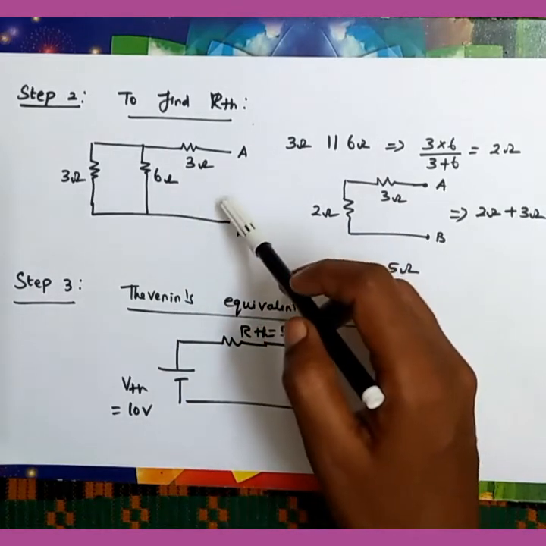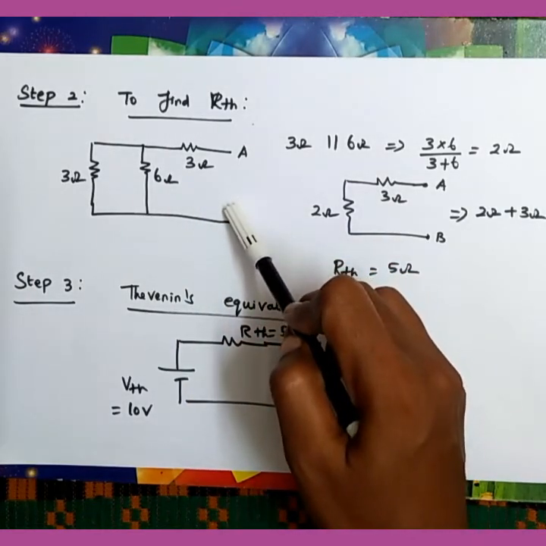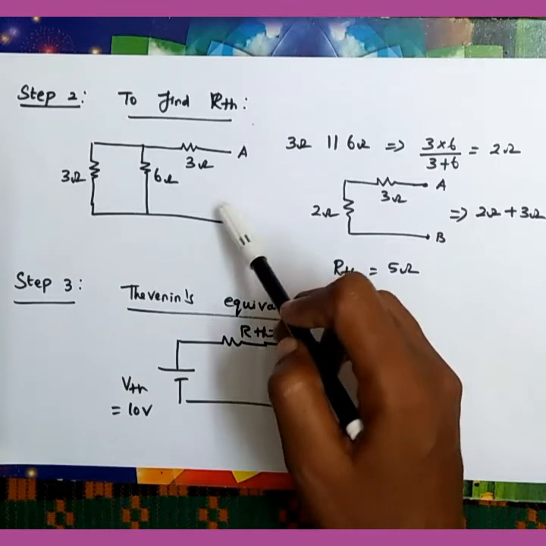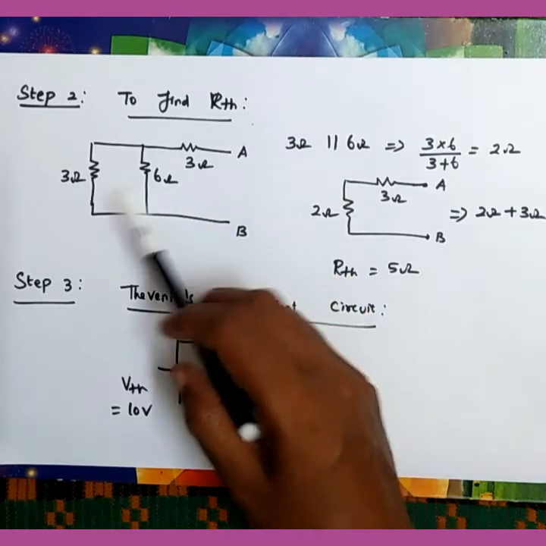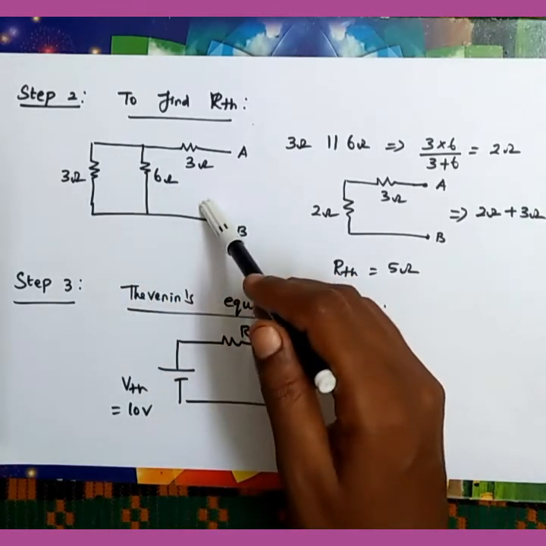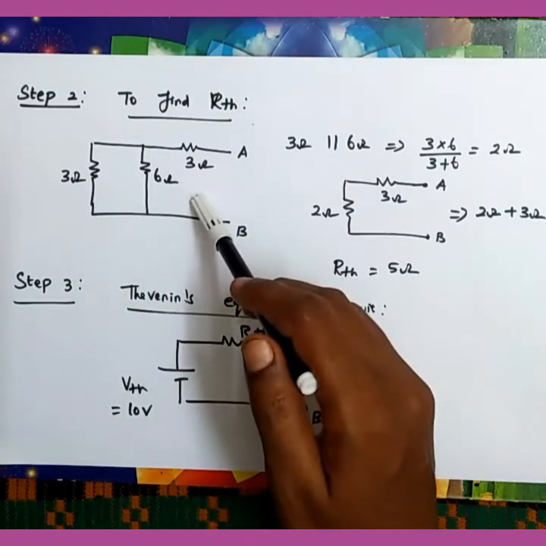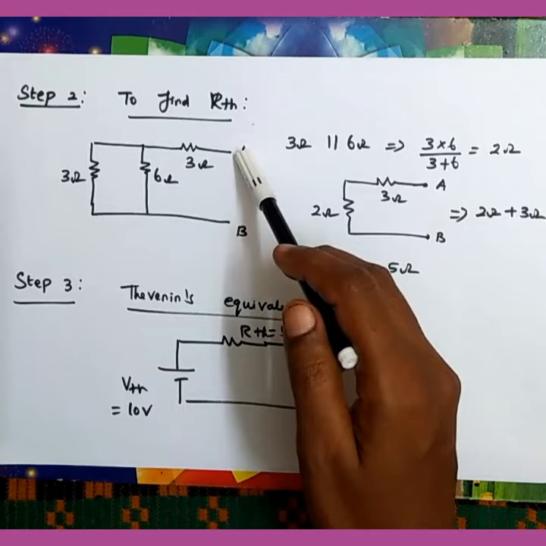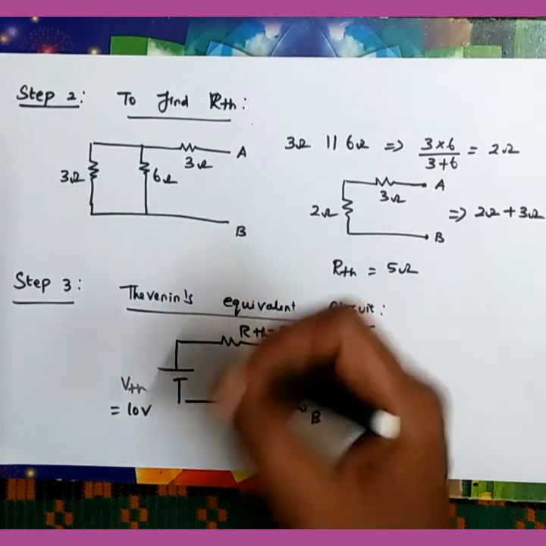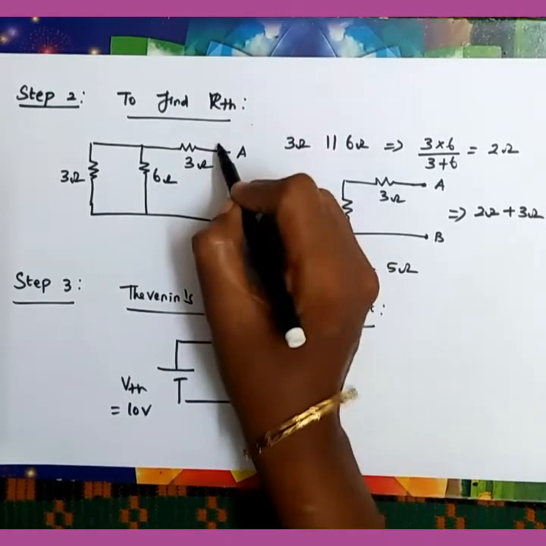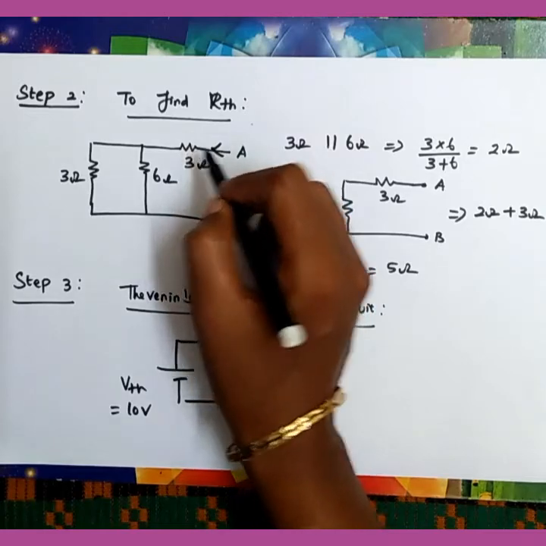To find RTH, we know that we have to remove the load resistor, short the voltage sources, and if you have current sources, you have to open circuit them. So we are getting the same circuit like this. Just start from A and try to reach B. Mark the current directions. So start from A and try to reach B.